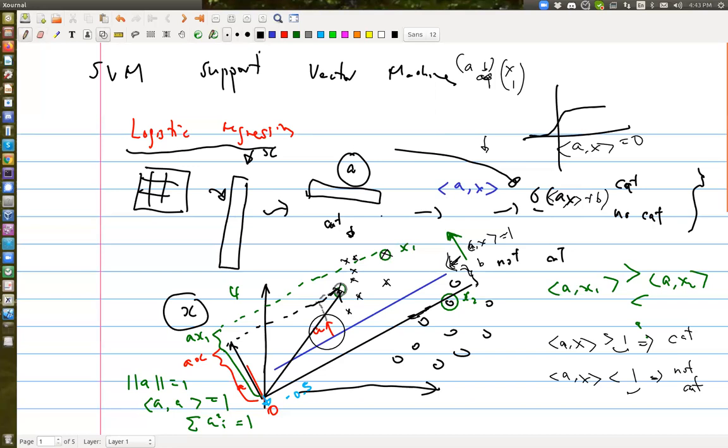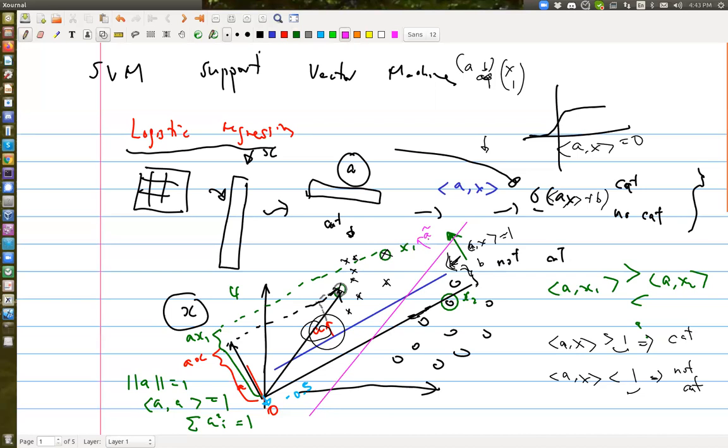Now, this is for one A, right? If I consider another A, maybe A tutor in this direction here, then I can have another way of separating these two. Okay, this is kind of okay.